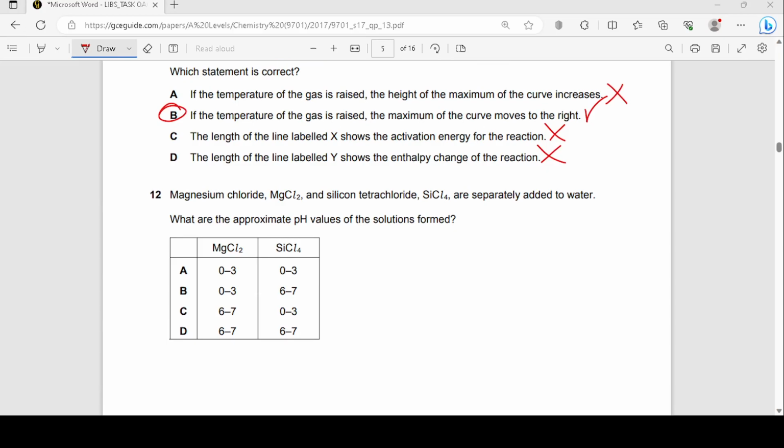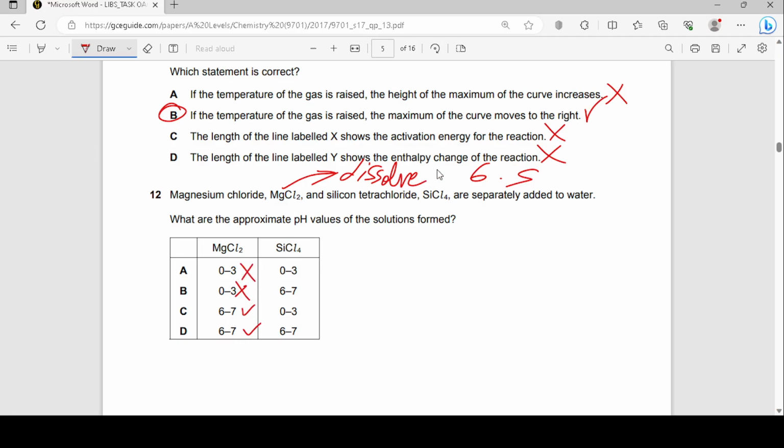Okay. Now, next question. Magnesium chloride (MgCl2) and silicon tetrachloride (SiCl4) are separately added to water. What are the approximate pH values of the solutions formed? So magnesium chloride is a neutral chloride and it dissolves in water to give a fairly neutral solution, with a pH of around 6.5. So C or D should be right.